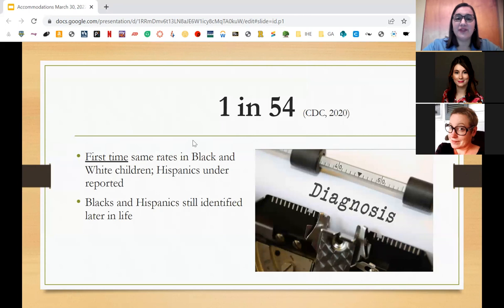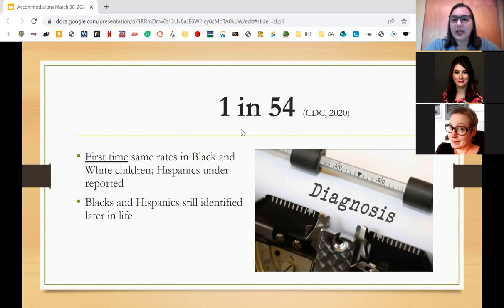In 2020, this was the first time that Black and white children were diagnosed at the same rate. And Hispanic children were still underreported as being diagnosed with autism. And Black and brown children are still identified later in life than their white counterparts. So this speaks to a lot of issues. We know that there are inequities in healthcare regarding race. So that prevents people from getting diagnostic evaluations. There may be other factors going on.